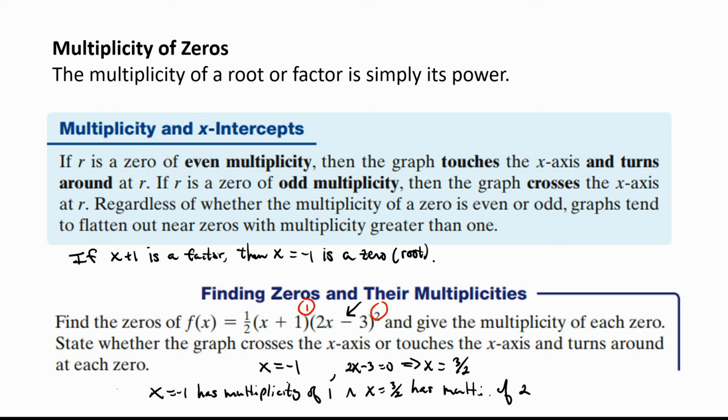All right? And here's what they're saying. I want you to think about this. Again, we always resort back to some of those basic graphs. So here's what I do. Let's take f of x equal to x squared. That is that x equal to 0 has multiplicity of 2.